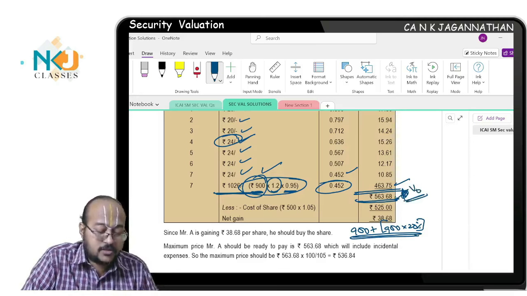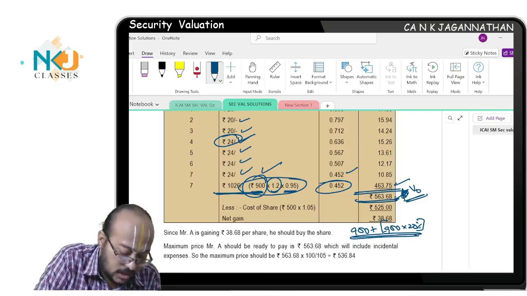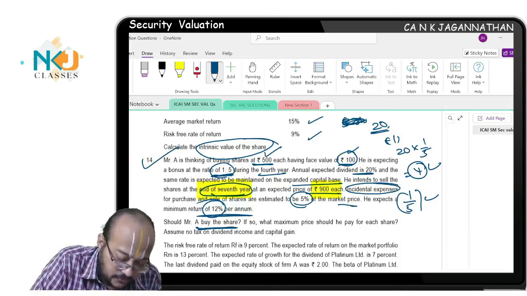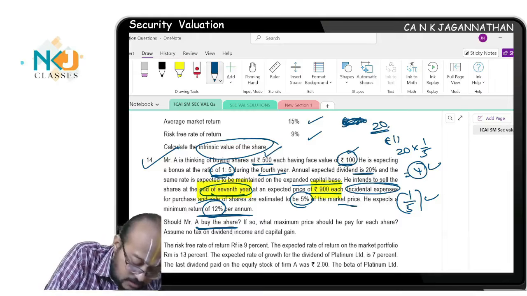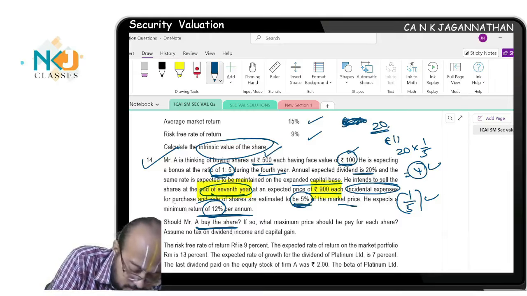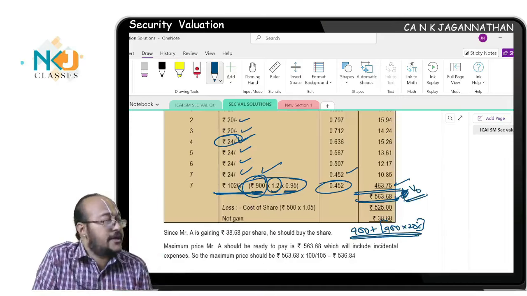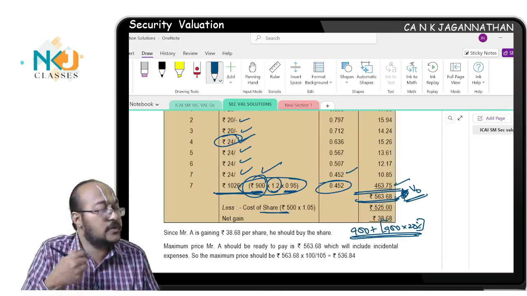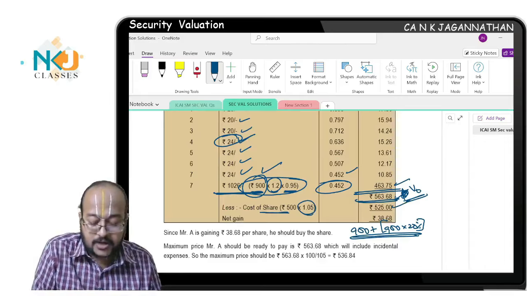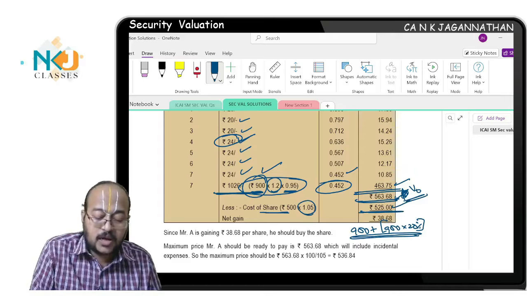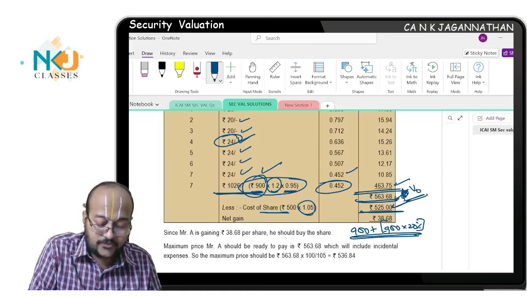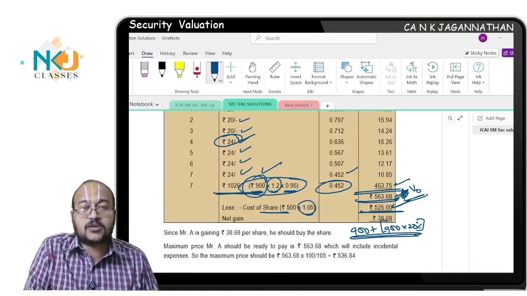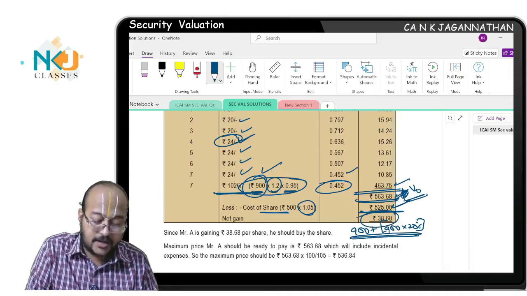Now, the cost of the share also has to be adjusted, because today you are buying it for 500 and they have given that a 5% charge will be incurred for both purchase and sale of the shares. When you purchase the share, you need to incur this 5% charge, which I will add. I have to pay 525 rupees to acquire the share. So I can buy the share at 525, inclusive of all the expenses, and I will receive the value of 563.68, which means I make a net gain of 38.68.